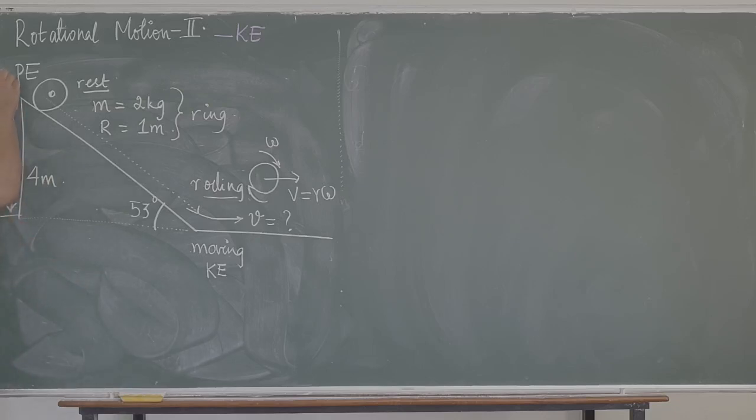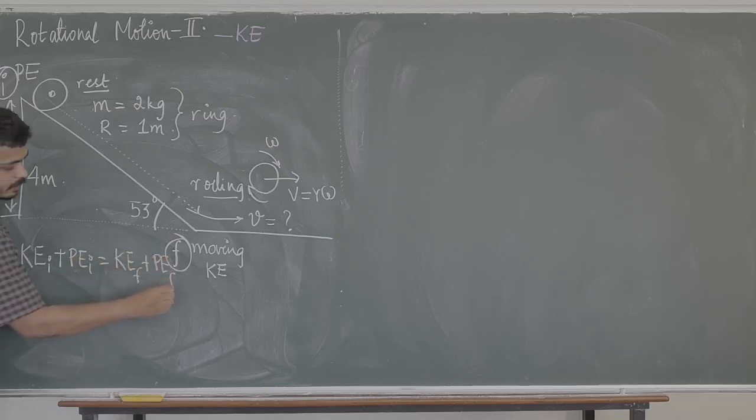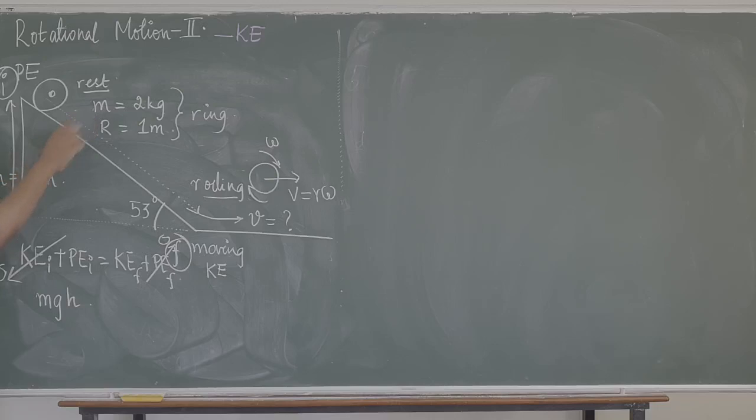So we can say between our initial position and our final position, the kinetic energy initial plus potential energy initial is equal to kinetic energy final plus potential energy final. Initially kinetic energy is 0 because the object is at rest. Finally the potential energy is 0 because the object is down, no height. Now we will need to write equations. What is the initial potential energy? Very simple. So we can write m into g into h. So this is your height, 4 meters. M is given, so m into g into h is equal to final kinetic energy.